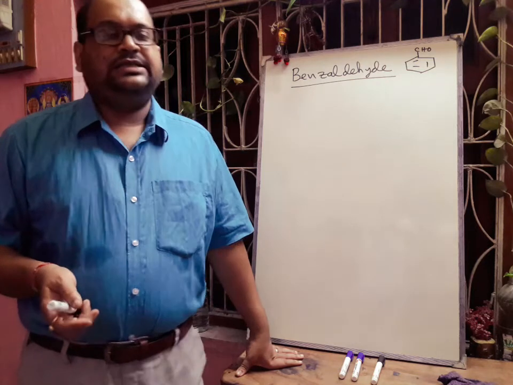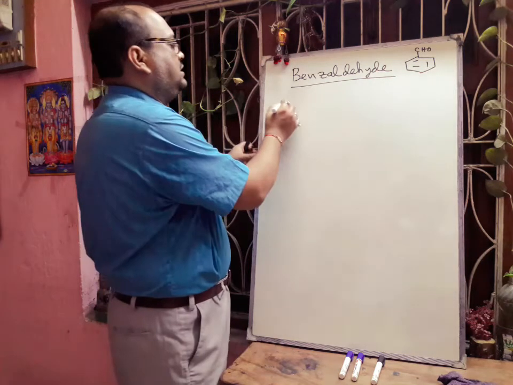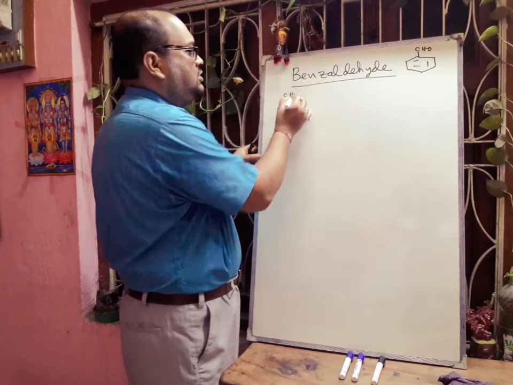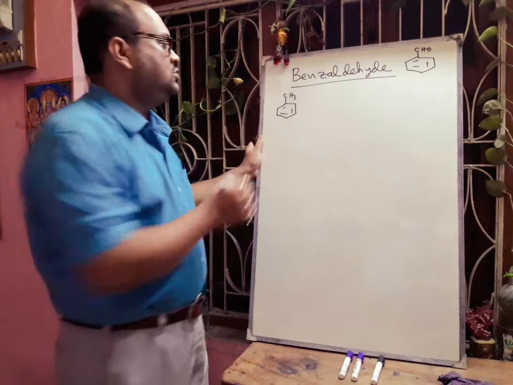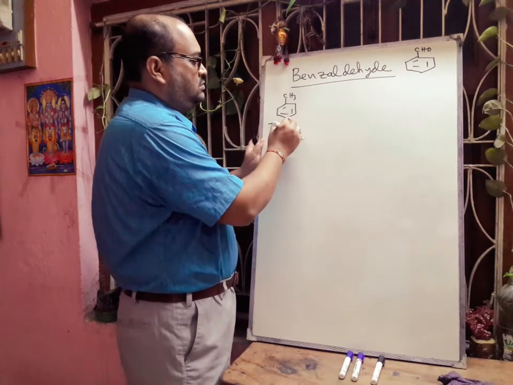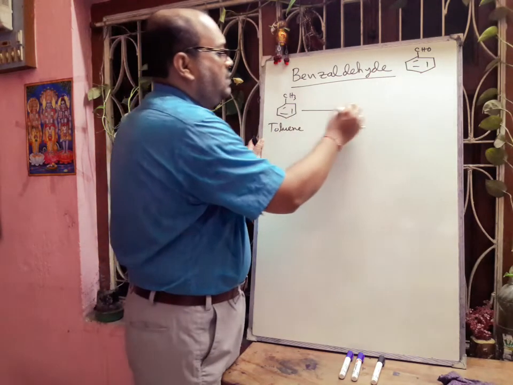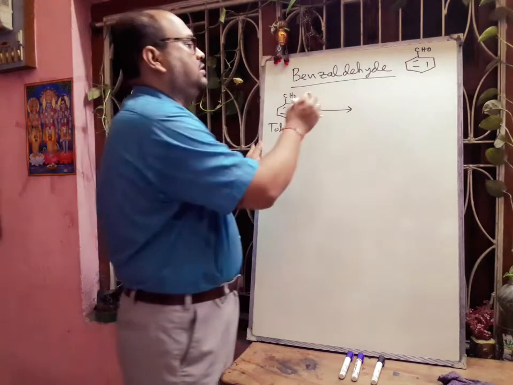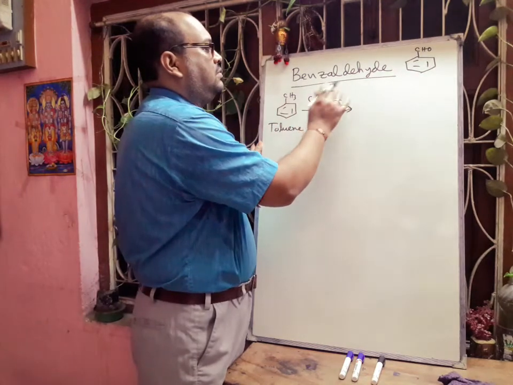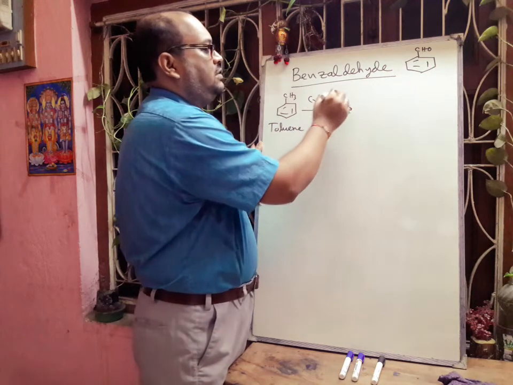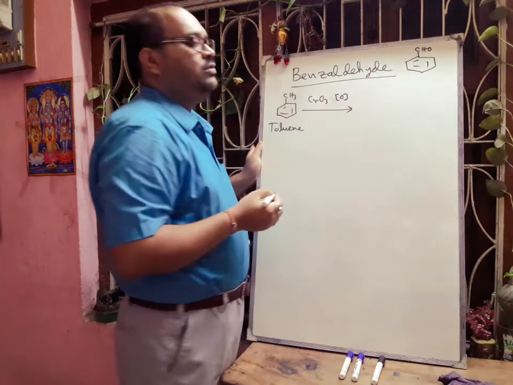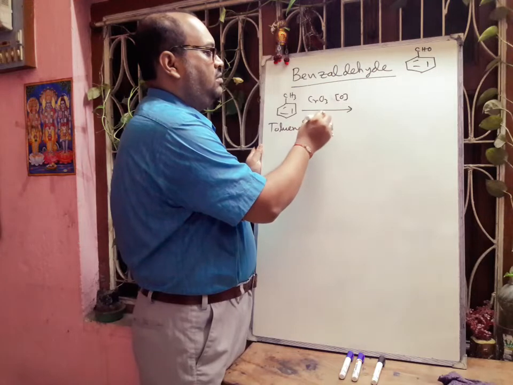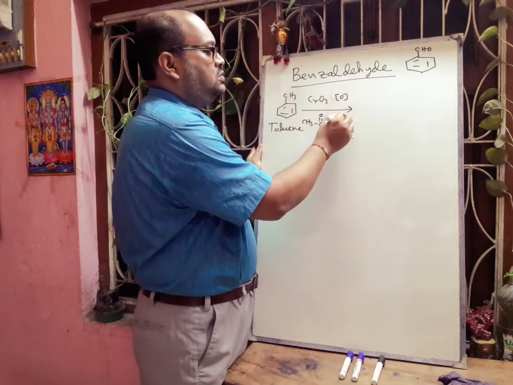So now we are writing this reaction. We want to prepare benzaldehyde, so first we have to take the toluene. This one is toluene. Here we have to use one oxidizing reagent, that is chromium trioxide, CrO3. This is the oxidizing reagent. Here we also have to use acetic anhydride, that is CH3CO-O-COCH3.